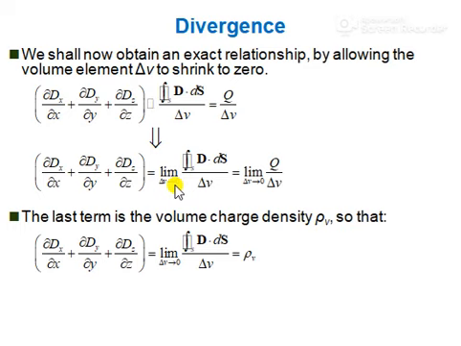So the last term is the volume charge density rho v. Therefore we get ∂Dx/∂x + ∂Dy/∂y + ∂Dz/∂z is equal to the limit as delta v tends to 0 of the integration over the closed surface D dot dS by delta v, which is equal to rho v.